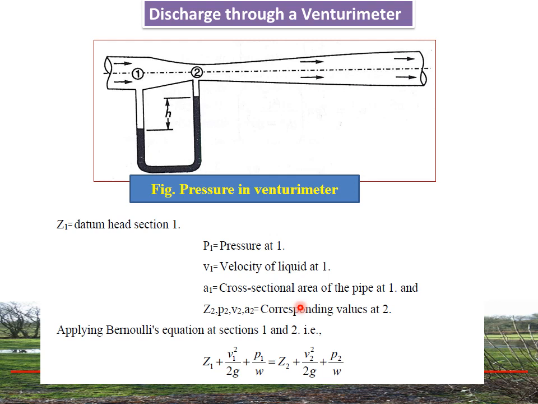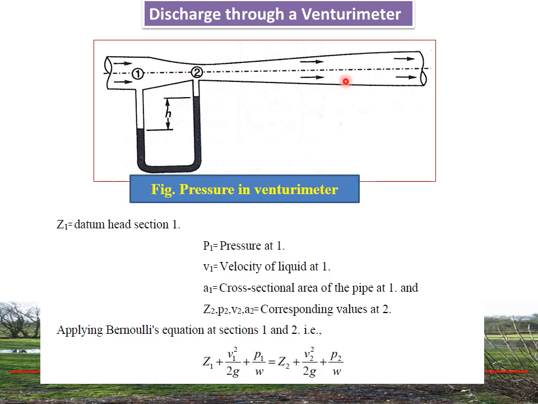So, what is Bernoulli's principle? Bernoulli's principle states that in studying ideal flow of an incompressible fluid, the total energy is the sum of the pressure energy, kinetic energy and potential energy. According to Bernoulli's equation applied at sections 1 and 2: Z1 + V1²/2g + P1/w = Z2 + V2²/2g + P2/w.